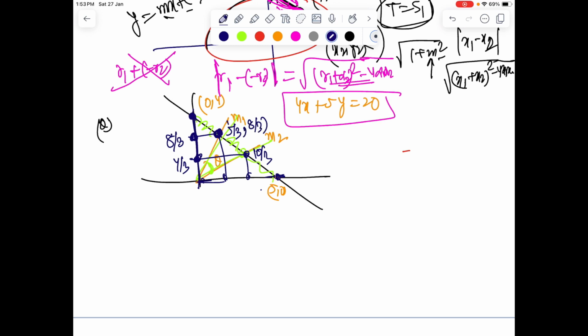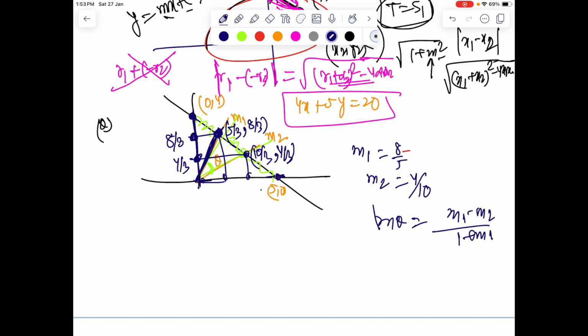So the coordinates of this are known: (5/3, 8/3). Similarly, (10/3, 4/3). Once you know the coordinates, you know the slope of this line. So m1 is 8 by 5, m2 is 4 by 10. Once you know these two values, then theta is directly done because you can use (m1 minus m2) by (1 plus m1 m2).